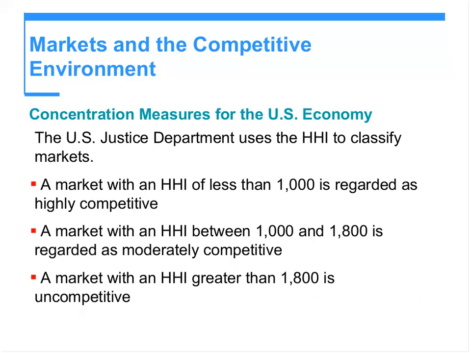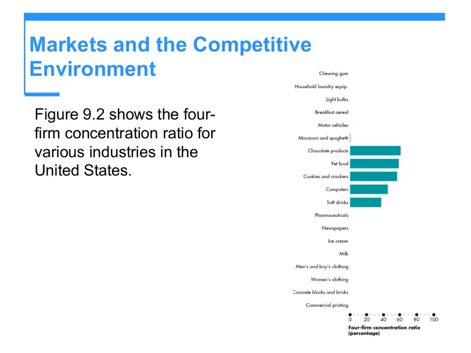So, concentration measures for the U.S. economy, specifically what are those? The U.S. Justice Department uses the HHI to classify a market. A market with an HHI of less than 1,000 is regarded as highly competitive. A market with an HHI between 1,000 and 1,800 is regarded as moderately competitive, and a market with an HHI greater than 1,800 is uncompetitive. This is how they categorize the concentration measures in the US market, and these are the categories and standards.